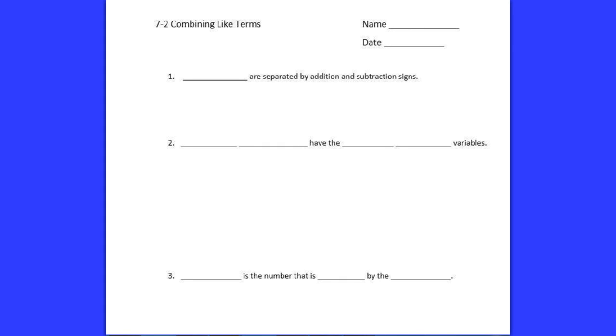We're going to talk about combining like terms, a really important topic for us here. So we have to start out with some vocabulary. If you would, have your pen or pencil ready, and put your name on your paper and the date, and we will get started here. Our first word is terms.